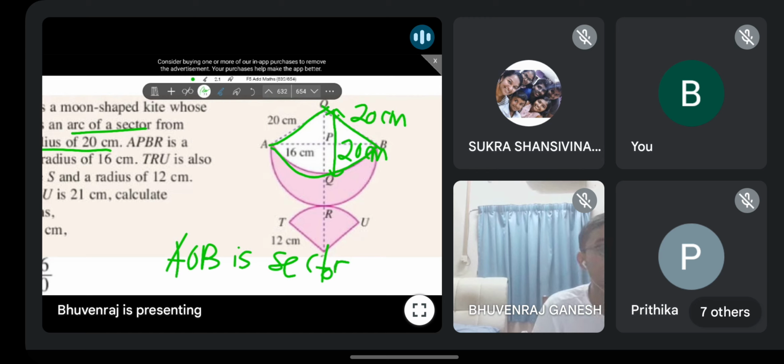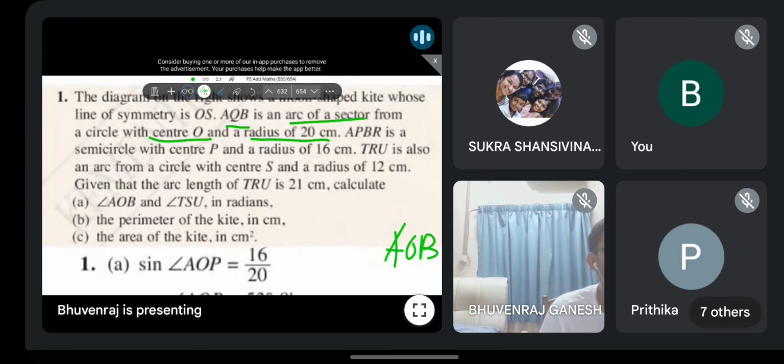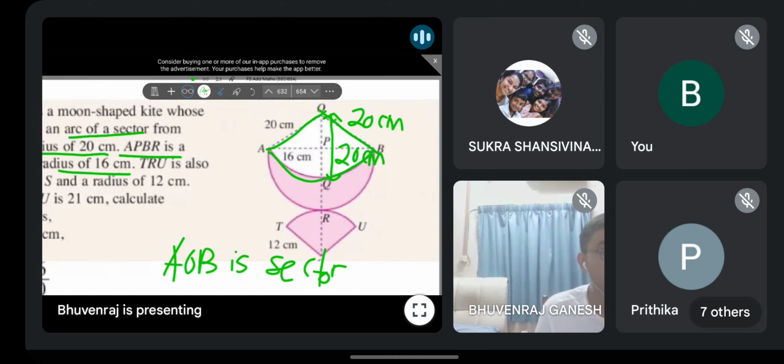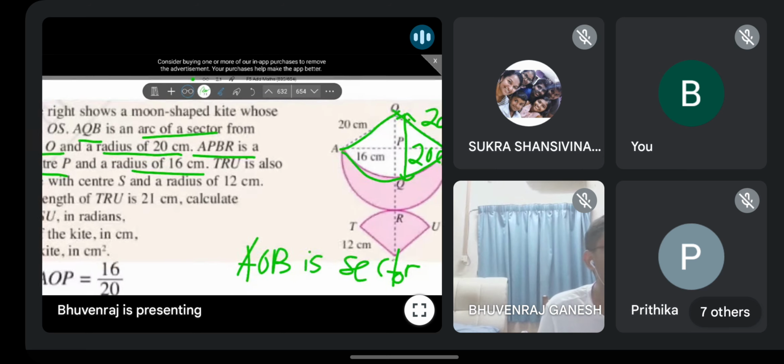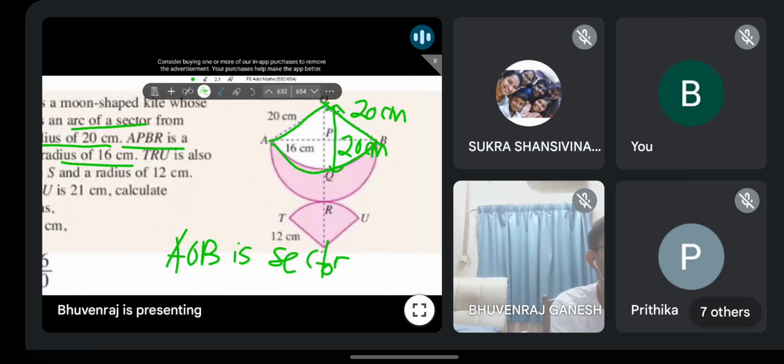All right. So this is the information you can analyze. Okay, so far there is some more information. They tell you that APBR is a semicircle with center P, radius again 16 cm. So you can see over here APBR semicircle. And then they tell you the radius is 16 cm. Jejari semi bulatan adalah 16 cm.